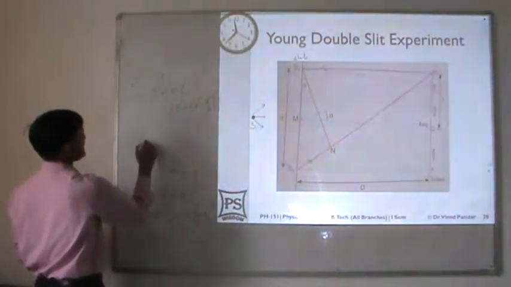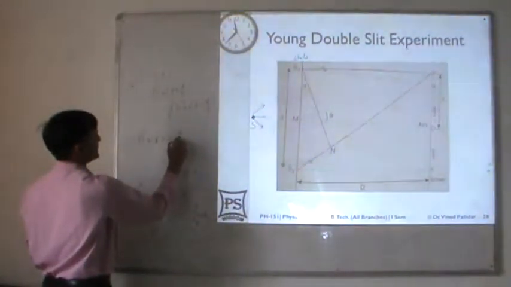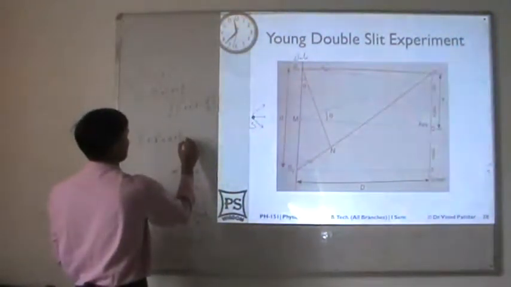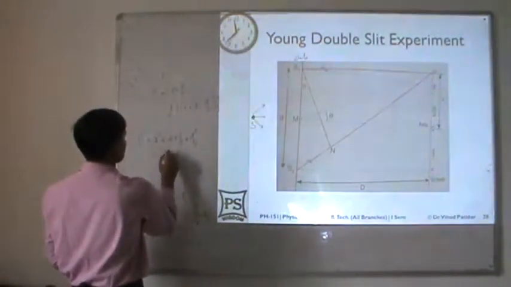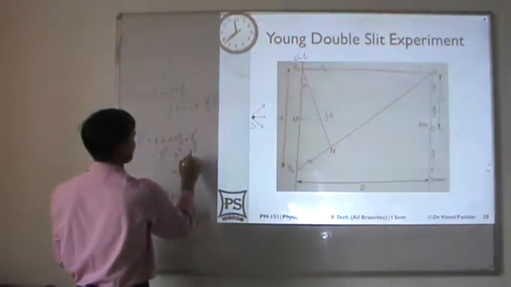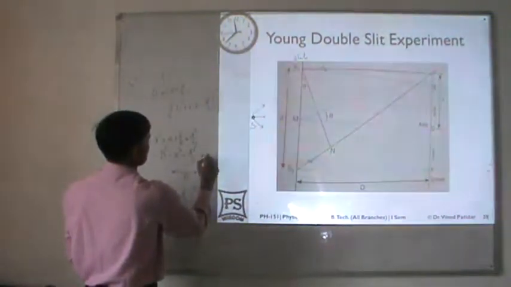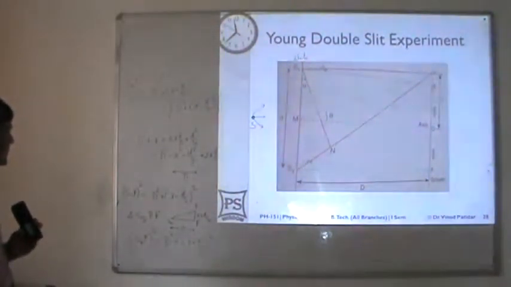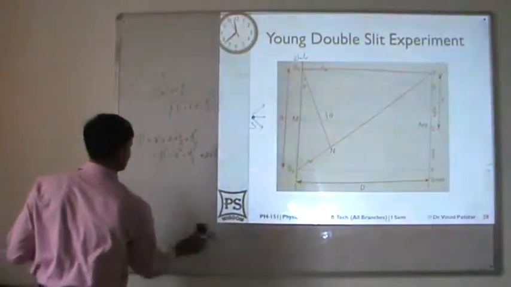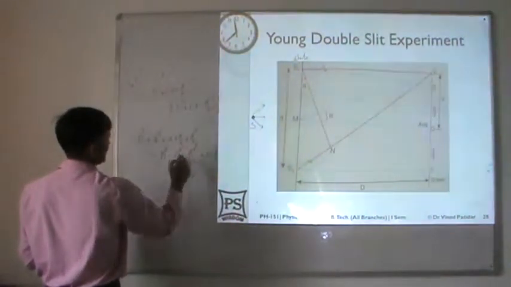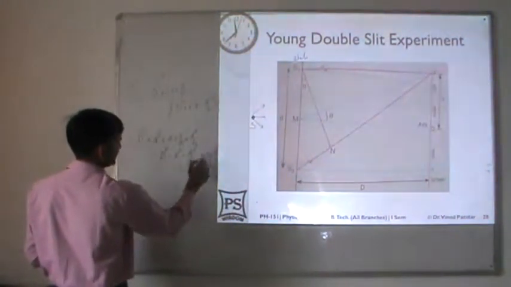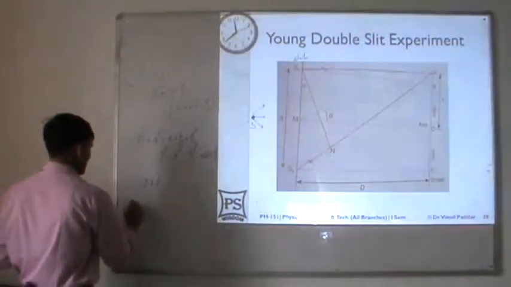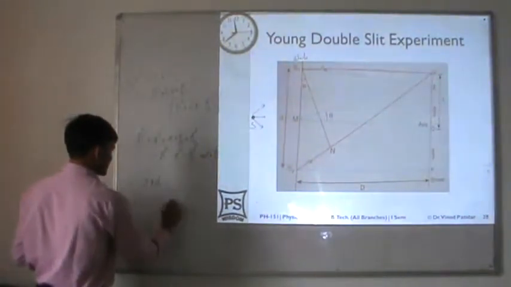Now if I open these, this becomes D square plus X square plus 2X D by 2 minus D square, there is one more term, plus d square by 4 minus d square minus x square minus d square by 4 and plus 2x d by 2. Okay? Now from this, what happens is this and this get cancelled, and this is also, so this is 2xd. Fine? So S2P square minus S1P square equals 2xd.